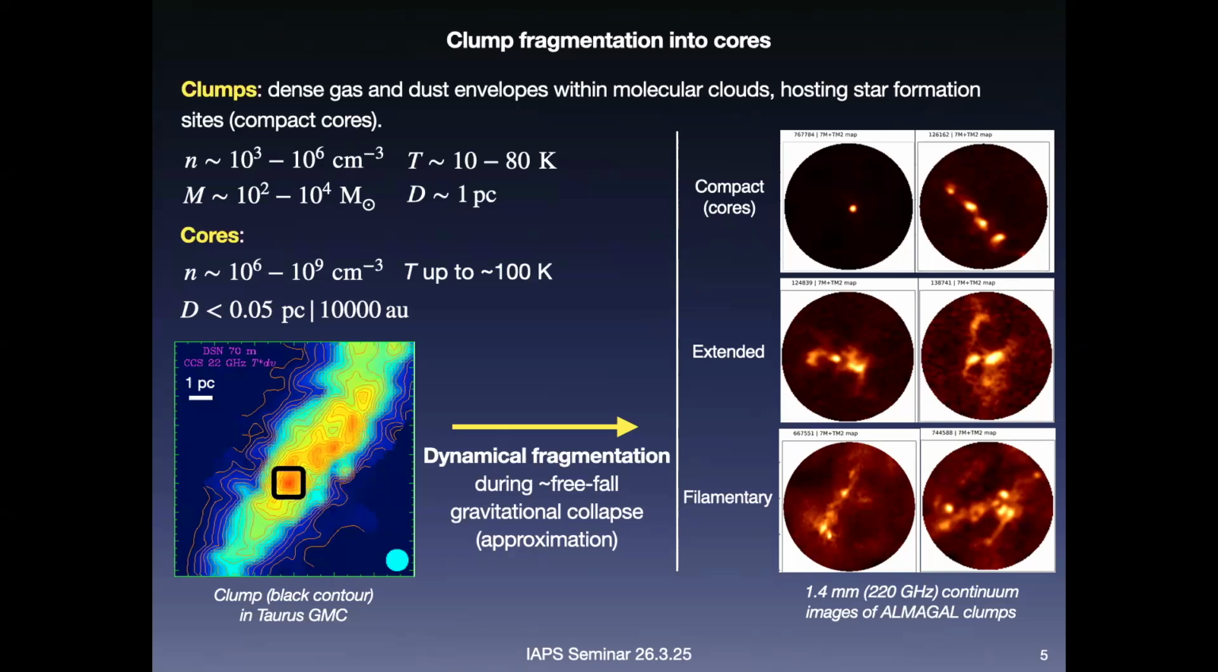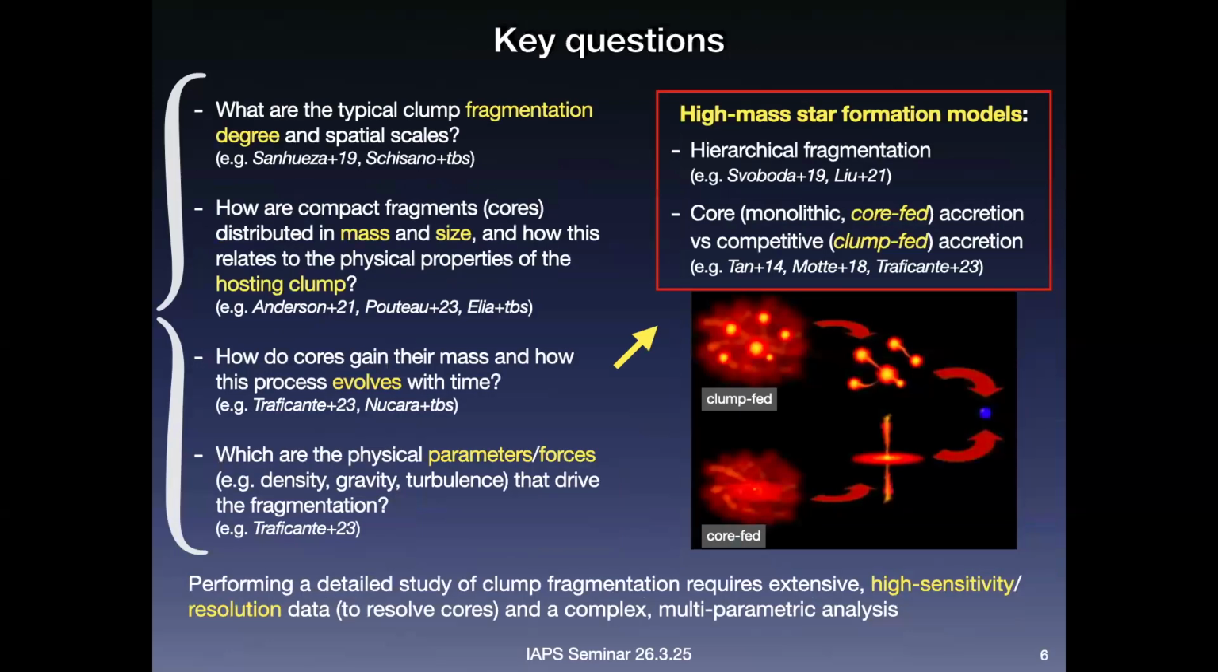We will see more examples of that in the next slides. So here are the main questions that I want to discuss, that we want to address with ALMAGAL and with my work in particular. I also report here some references about recent papers that address these different problems. For example, one of the main questions is what is the degree of fragmentation of the clumps, what are the typical spatial scales of this process, and how the compact fragments that are formed are distributed in terms of mass and size, and how these properties are related to the properties of the clumps that host them.